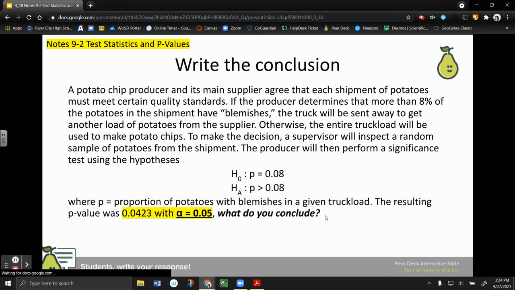Since we're rejecting our null hypothesis, what we're going to conclude is, since our p-value 0.0423 is less than alpha of 0.05, we reject our null hypothesis. We conclude that the proportion of potatoes with blemishes in a given truckload is greater than 0.08.